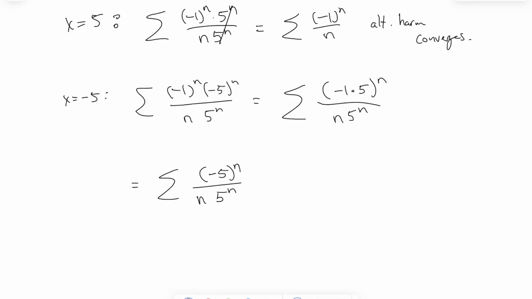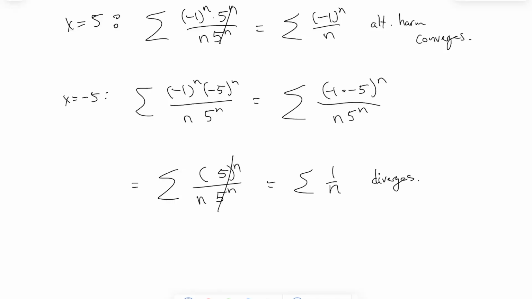Sorry, it's not negative anymore, it's positive. I multiplied them, right? So I meant to say negative 1 times negative 5, right? That makes it 5 to the n, and then that cancels completely right there. So this is 1 over n. This is the harmonic series, not alternating, which diverges.